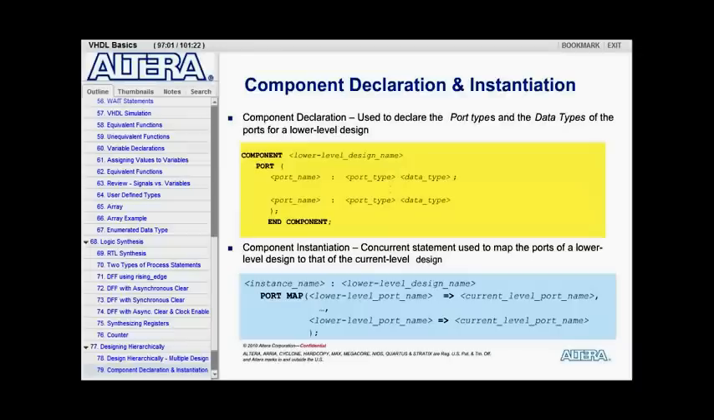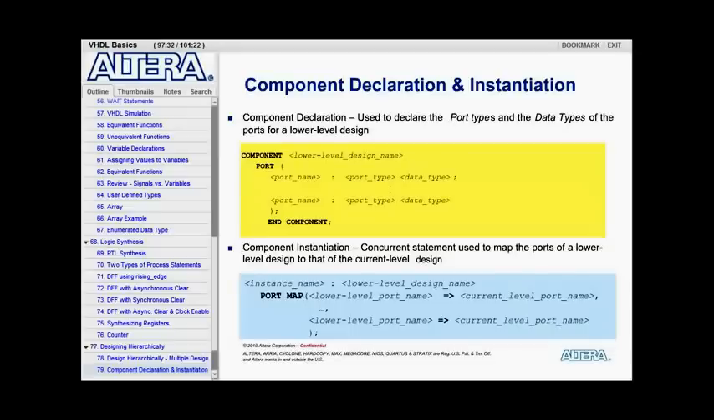This slide shows how to do a component declaration and instantiation. For a component declaration, you use the keyword component followed by the name of the lower level file you want to instantiate, followed by the keyword port. Then in parentheses, you list the name of the ports, colon, their direction, and their data type. You end your component declaration with the keyword end component.